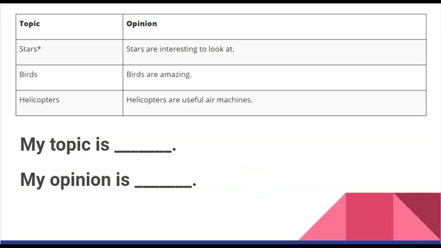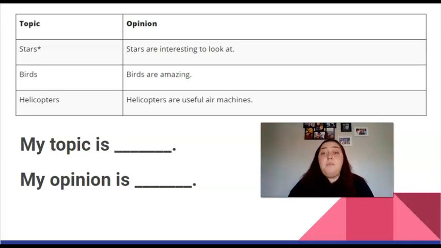You guys are going to be doing opinion writing this week. You're going to be writing an opinion on something that interests you. So today, to get our brains ready for writing, we need to think, what is the topic I want to write on, and what is my opinion? That's all you're doing today. So I want two sentences. My topic is, my opinion is. So I put some examples here to get you started.